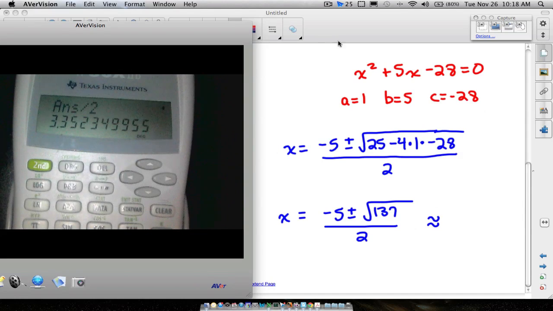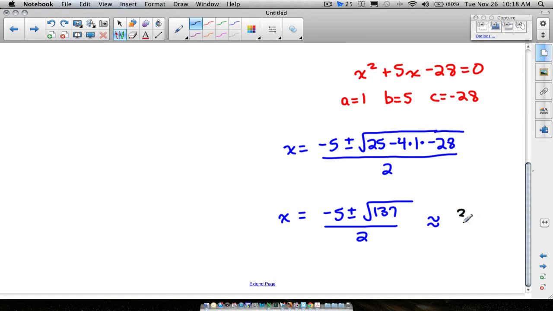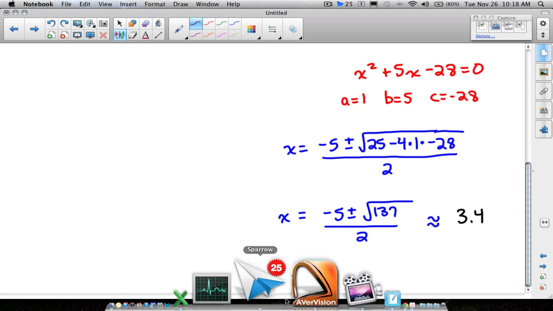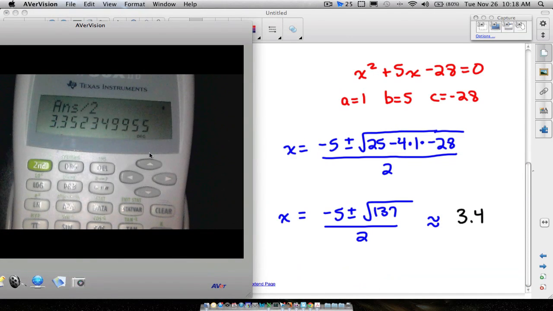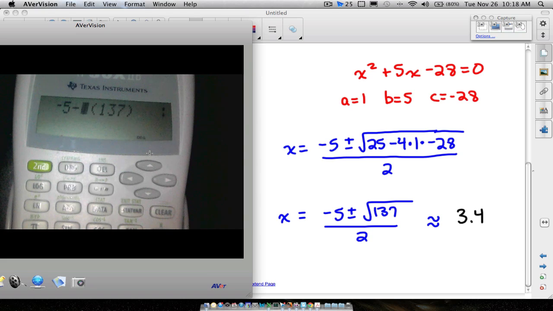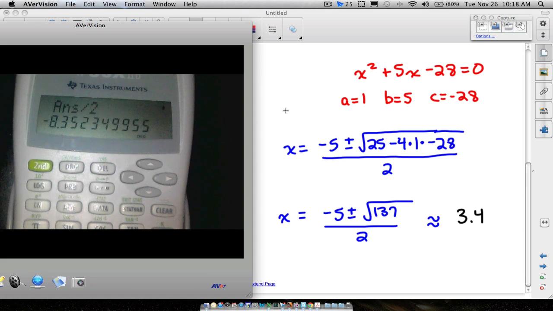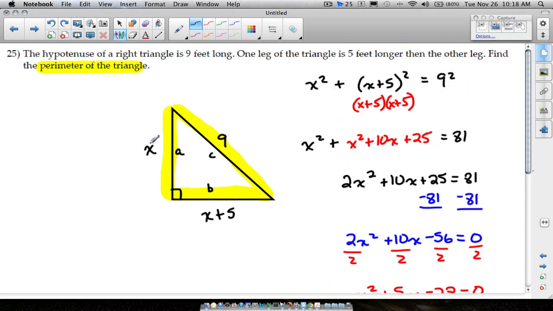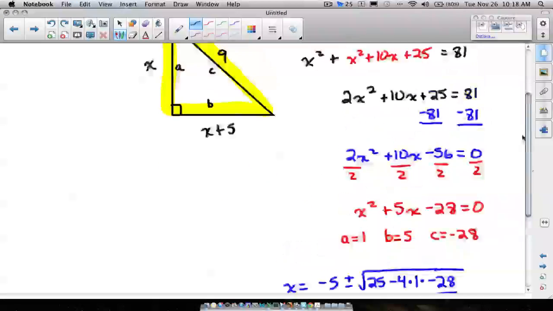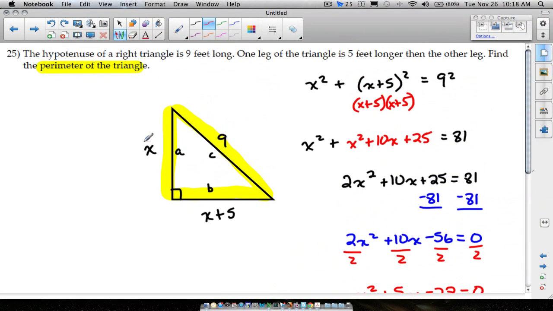It's approximately 3.4. Now the reason why I don't want to worry about the other one, I'll show it to you real quick though. If we take the negative 5 and subtract the square root of 137 and then come back and divide that by 2, we don't want negative answers for x because there's no such thing as having a negative length on a triangle. So our approximation was 3.4. So if we plug in 3.4 there, that leg is going to be 3.4. This one right here is going to be approximately 8.4.